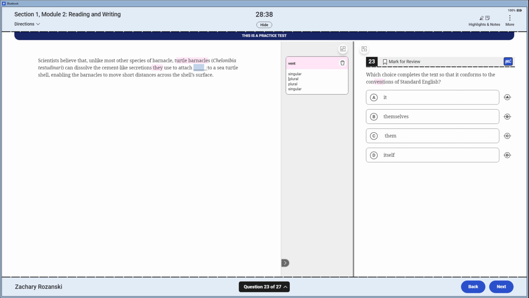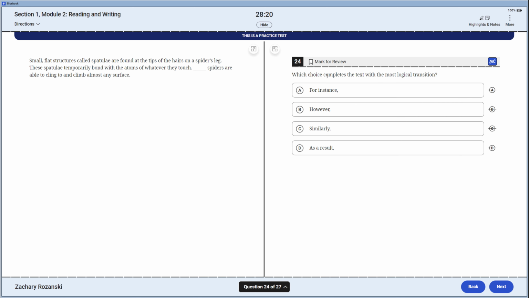I'm going to plug in barnacles here to see if it makes sense. The barnacles can dissolve the cement like secretions. The barnacles used to attach the barnacles to a sea turtle shell. So I know I want to be plural, so A and D fall. Then this thing is bouncing itself back to the subject, and that's the function of a reflexive or intensive pronoun.